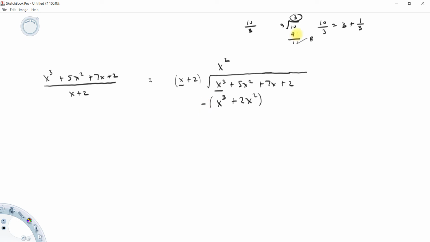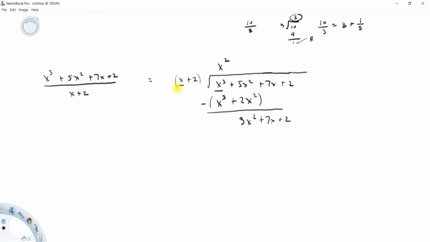And that's the same thing we're doing here when we multiplied the 3 times 3 and got 9, and then subtracted. Okay, x cubed minus x cubed is 0. That should always happen if you're doing this right. The first time you should get a 0, that first subtraction. Okay, 5x squared minus 2x squared is 3x squared. And 7x minus 0 is 7x. And 2 minus 0 is 2.